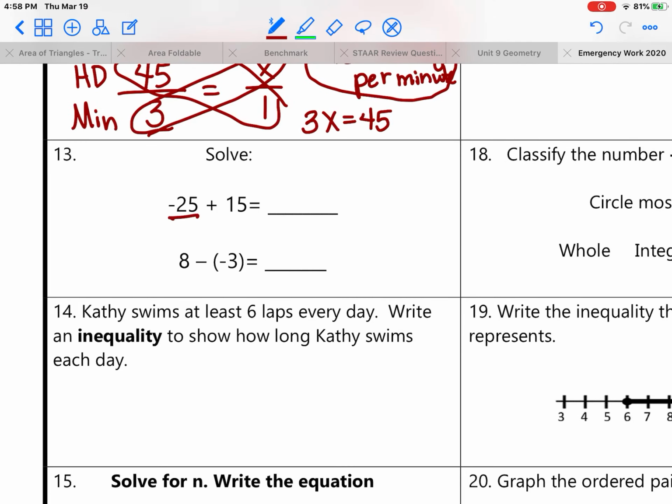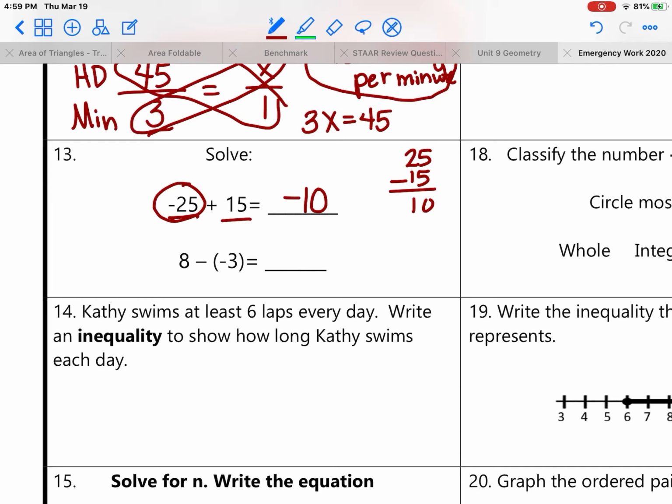When you add two integers and they have different signs, you actually subtract. You find the difference between 25 and 15, and it's 10. It's always going to be 10. It's never going to be anything else. Don't make this more complicated than it is. So you find the difference in the two numbers, and then the sign of the largest absolute value number goes with your answer. So the answer to this one is negative 10. Negative 25 plus 15 is negative 10.